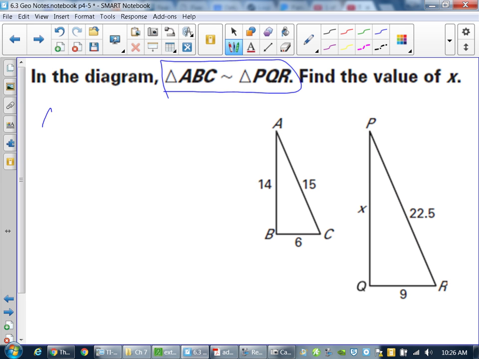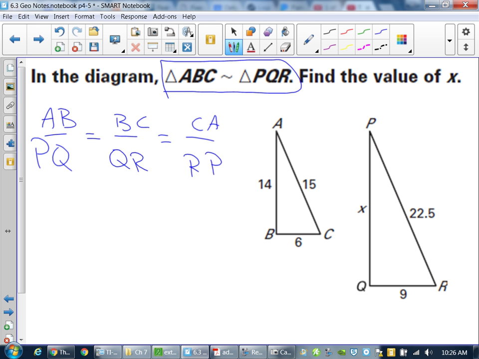So go through your sides. AB, BC, and CA. 3 numerators. You have 3 denominators. Process of elimination is strong with you today. 3 denominators, PQ, QR, and RP. Which means now I have enough information to fill in the blanks.